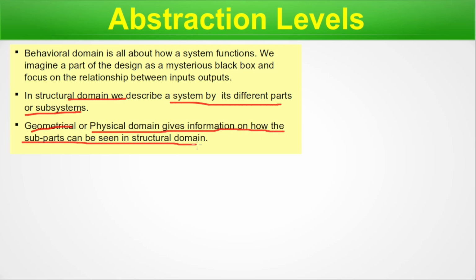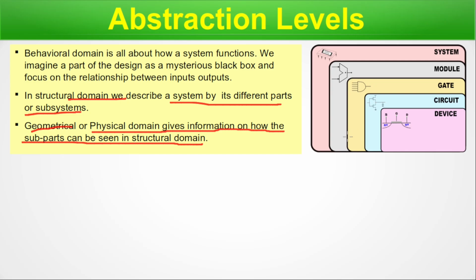Now let us have another infographic. This is a very generic thing that you will find maybe in your textbooks. So we have a system, then we have a module, and then we have a gate, then we have a circuit, and then we have a device, and next we have the layout. So these are the different abstraction levels. This is the first abstraction level, the second, third, fourth, fifth, sixth. This way the different abstraction levels are present in the entire VLSI design flow.